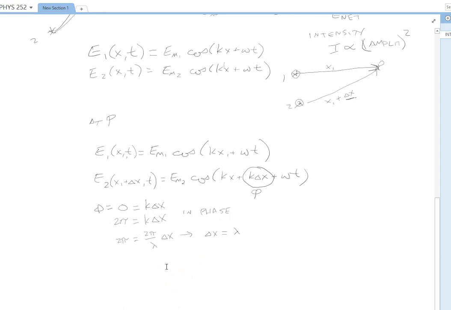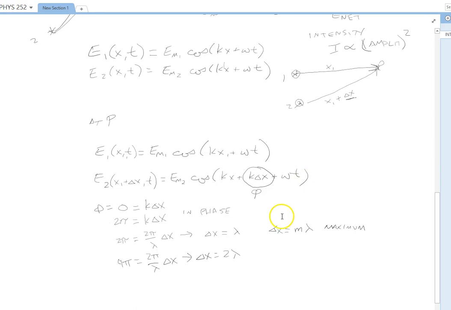But I said that 4 pi would also work, right? Because if I have 4 pi added to a cosine argument, I'm still going to get the same value. So 4 pi, 2 pi over lambda delta x, that leads to delta x is 2 wavelengths. Yeah, that makes sense, because if the extra path is 2 wavelengths, that's 2 periods in time. I'm going to have the exact same value. So in fact, if delta x is equal to an integer times the wavelength, this is going to be an intensity maximum. If these waves left in phase, this is going to be an intensity maximum.